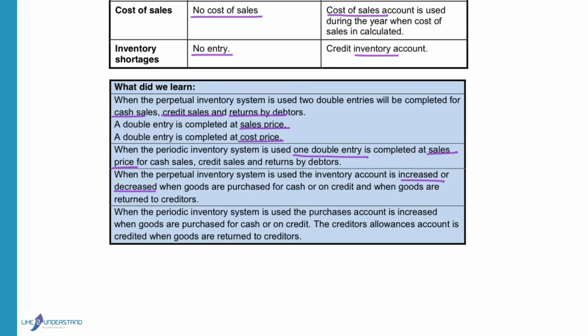When the periodic inventory system is used, the purchases account is increased when goods are purchased for cash or credit, and when goods are returned to creditors, the creditors' allowances account will be credited.